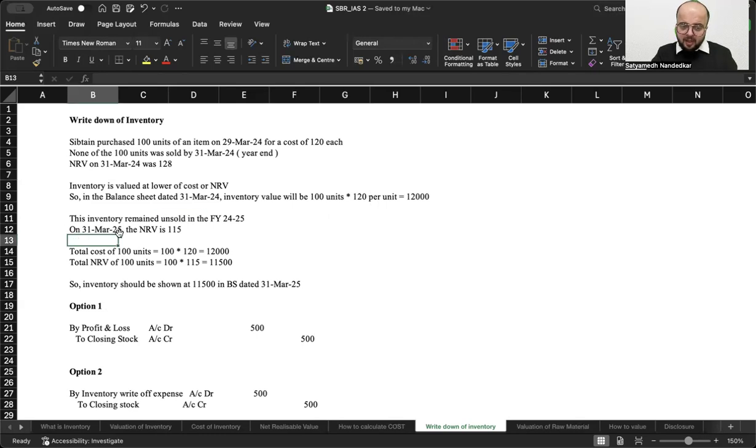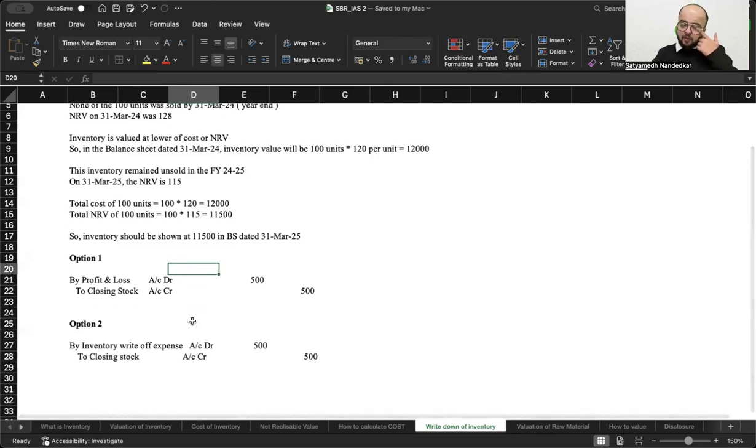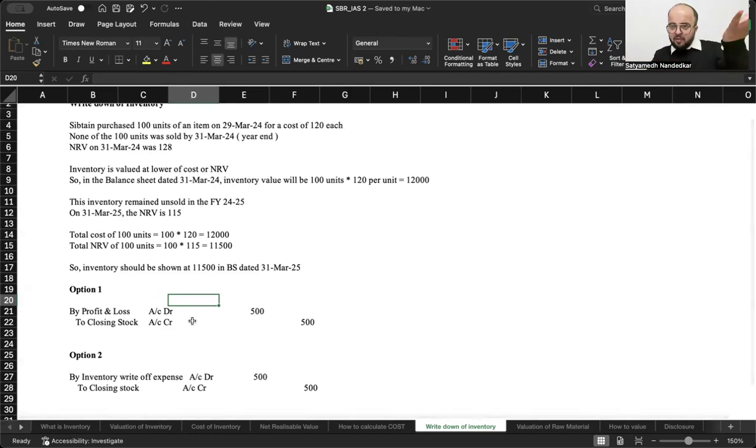Now this inventory remained unsold in the financial year 24-25. On 31st of March 25, the net realizable value is 115. Throughout the year, not even a single unit was sold. Total cost of 100 units is 100 into 120, 12,000. But net realizable value is 100 into 115, that is 11,500. So inventory should be shown at the lower of the two, 12,000 and 11,500. The lower amount is 11,500. Now, when you show it at the lower value in your financial statements, you will have to record an accounting entry so as to incorporate this fall in value. This process is known as write-off of inventory. See, your inventory was at 12,000, you have to bring it down to 11,500.